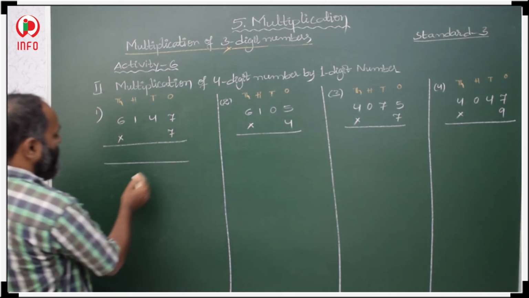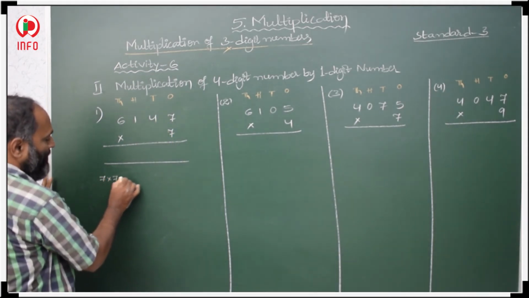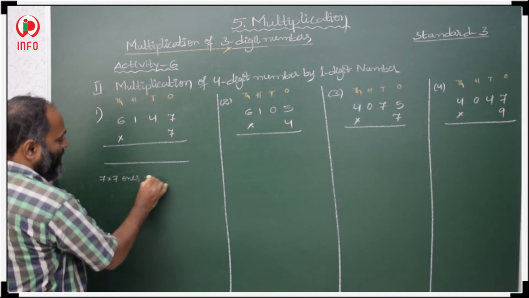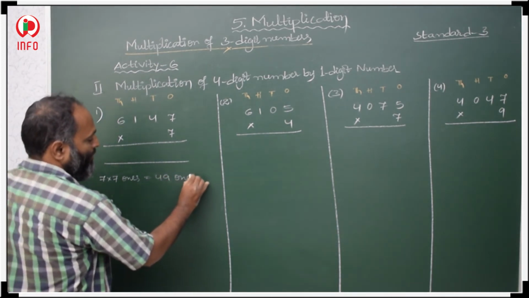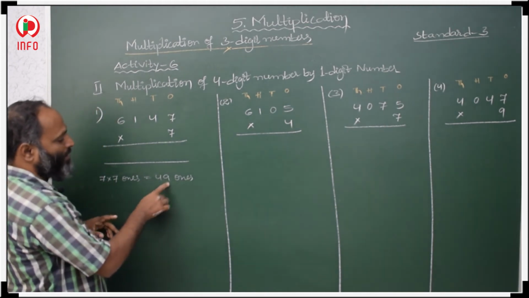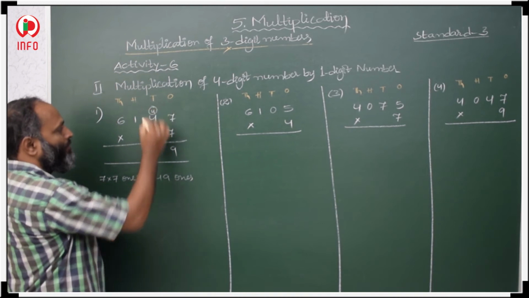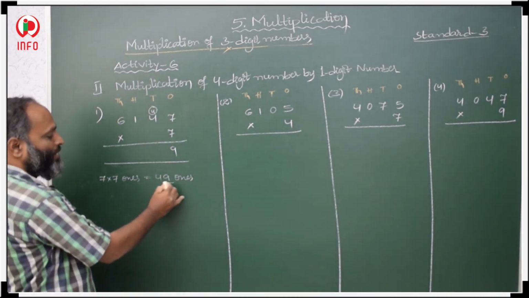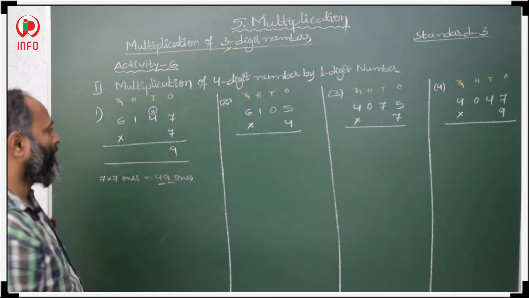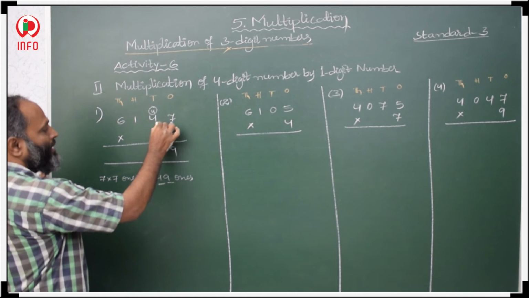7 with ones place, 7 into 7 ones, that is 7 sevens are 49 ones. 49 ones means 9 ones, 4 tens. The 4 tens we have to carry over. This is ones, this is tens. Now, multiplication with ones is over, multiplication with tens.